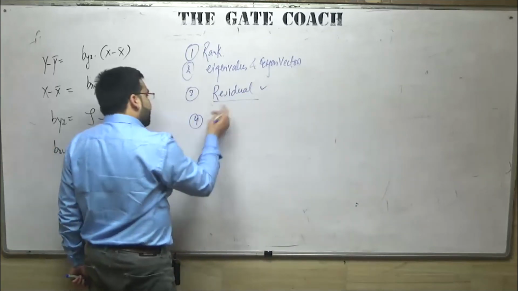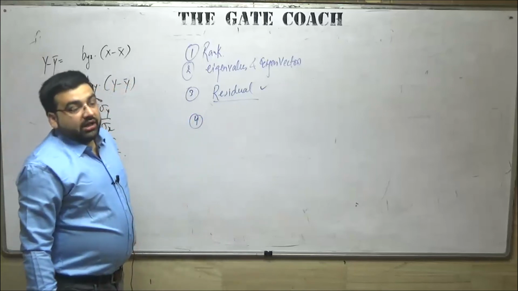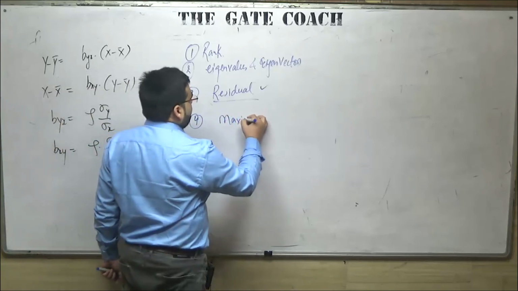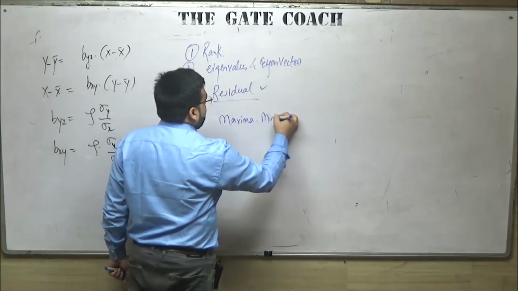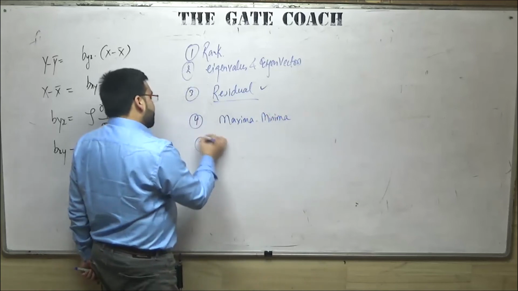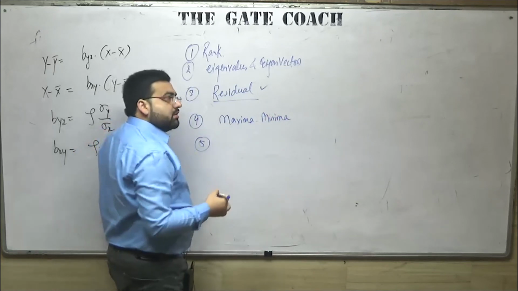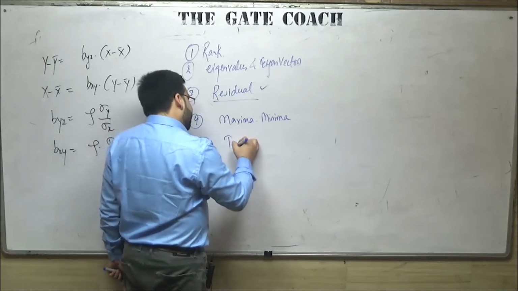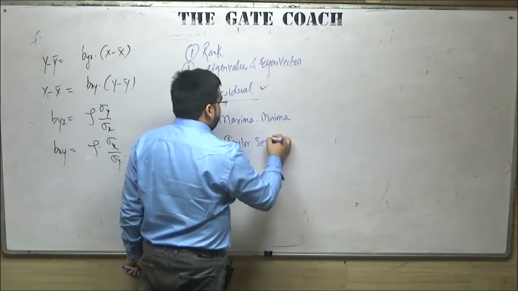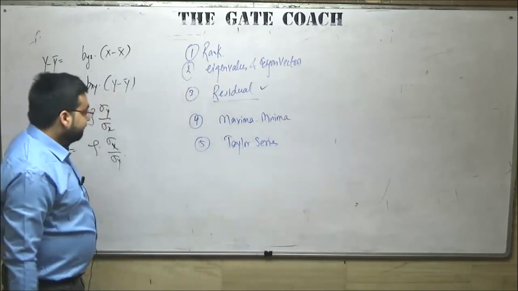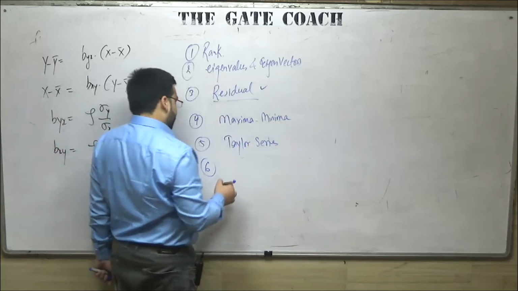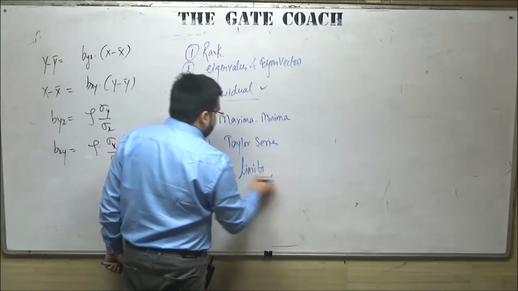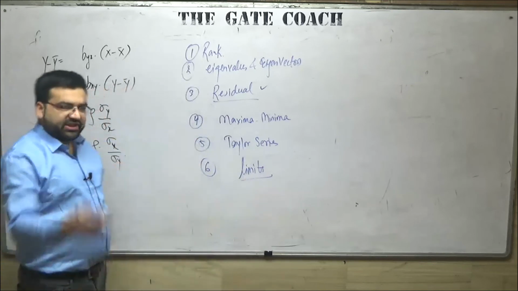Let us go to another chapter, calculus. Number 4, maxima and minima, which is important. In calculus, you also do Number 5, Taylor series. Number 6, limits. How to find the limit, especially L'Hospital's rule. Do these three things, more than enough.